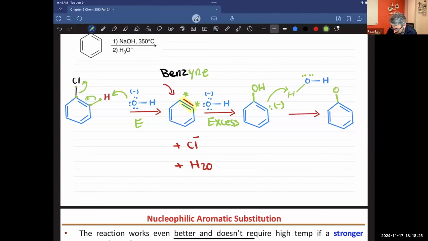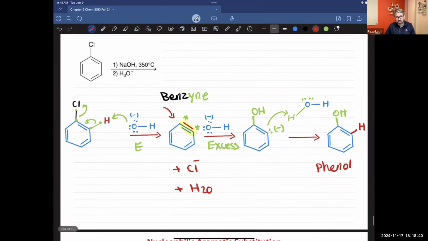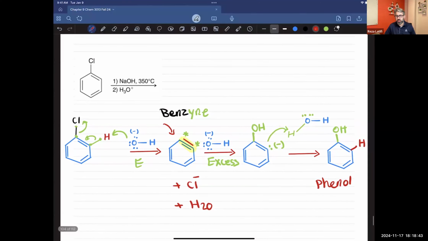So here we have OH, and now it took an H from the acidic solvent, and that gave us a phenol molecule. And this is the way we generate the phenol molecule. So in order to have nucleophilic substitution, when there is no electrophilic group, we need to have a halide, a good leaving group, and also we have to use high temperature. Okay, temperature is 350.